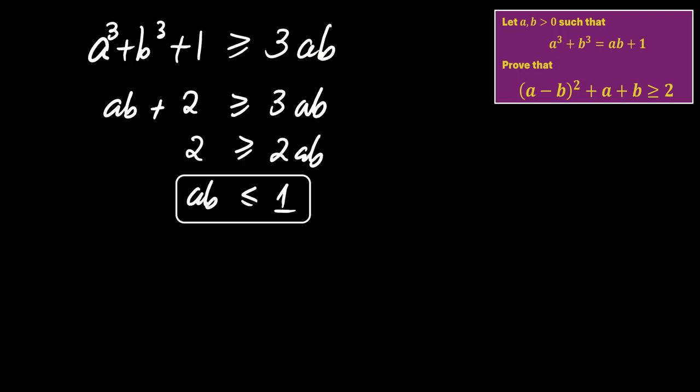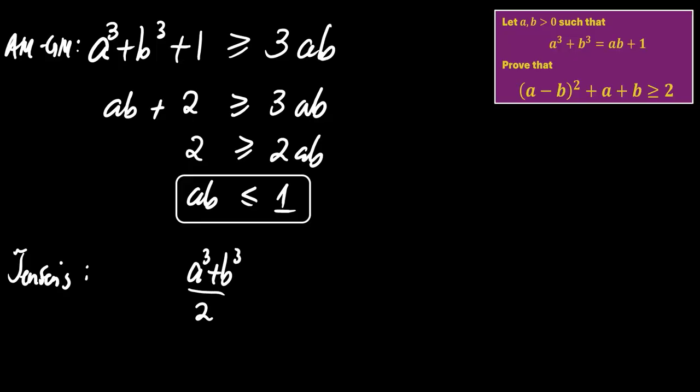Next, we use Jensen inequality. Note that (a cubed plus b cubed) over 2. Now we compare (a cubed plus b cubed) over 2 and ((a plus b) over 2) to the power 3. Since the function y equals x cubed is a convex function, the left hand side is greater than or equal to the right hand side.